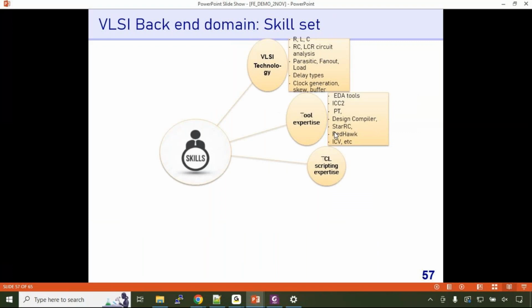I just listed what is the skill set required, but at top level I have told you, right? Front end requires a programming kind of skill set. Back end requires non-programming tool and technology skill set.